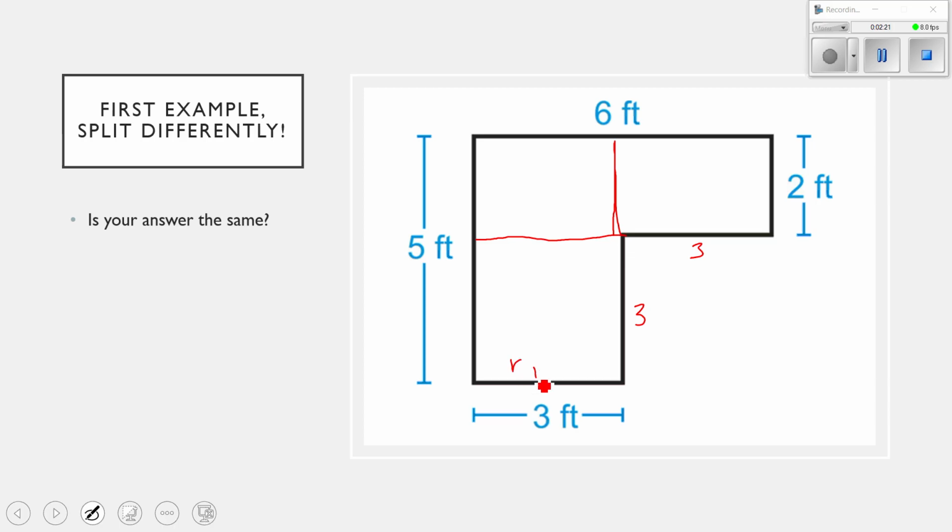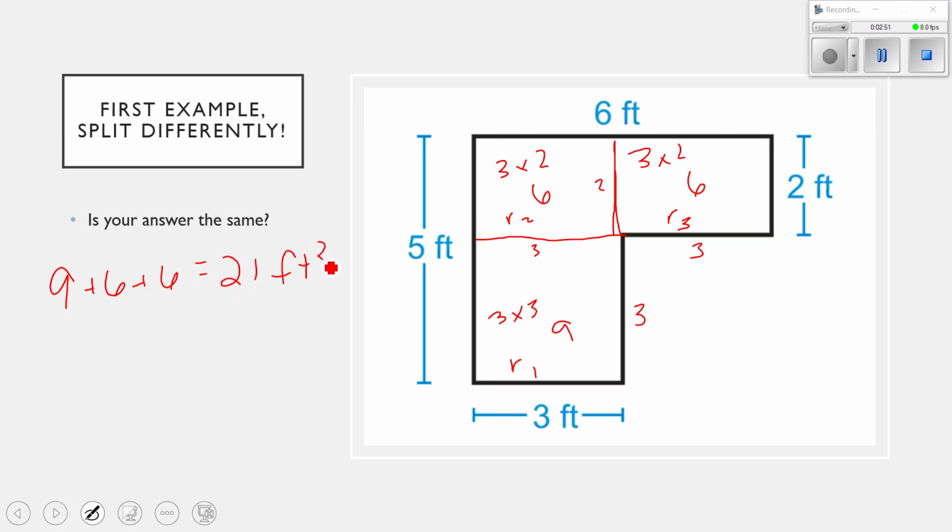I'm going to call this rectangle 1, rectangle 2, and rectangle 3. Rectangle 1 is 3 by 3, so it's 9 square feet. Rectangle 2 is 3 by 2, because this is a 3, it matches down there, and this is a 2, it matches to the right, and it would equal 6. And then rectangle 3 would also be 3 by 2, and it would also equal 6. So we would have 9 plus 6 plus 6, which still equals 21 feet squared. And this just goes to show you that as long as you're making sure you take up the whole area and do all of the formulas correctly, however you break it down doesn't matter.